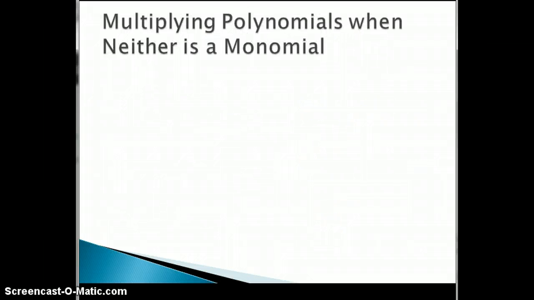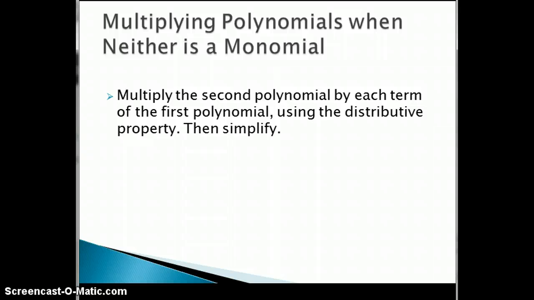So now let's look at how we multiply polynomials when neither one of them is a monomial. The way we do this is that we're going to multiply the second polynomial by each term of the first polynomial using the distributive property. Then of course we simplify.